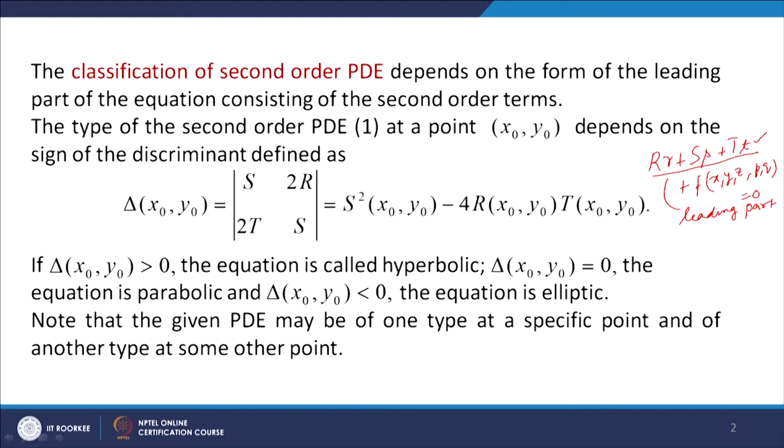The given PDE may be of one type at a specific point and of another type at some other point. So, it may happen that at (x0, y0) it is of hyperbolic type, and at another point (x1, y1) it is parabolic type or elliptic type.